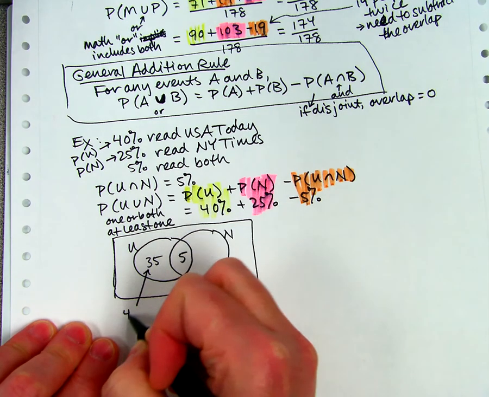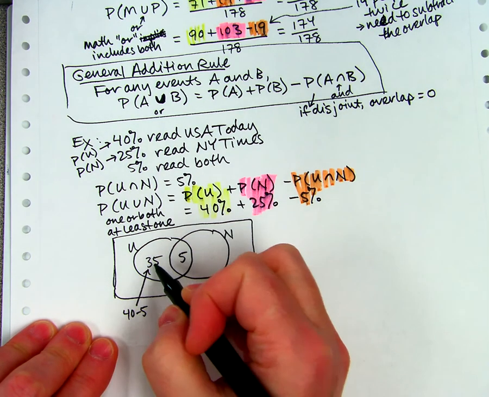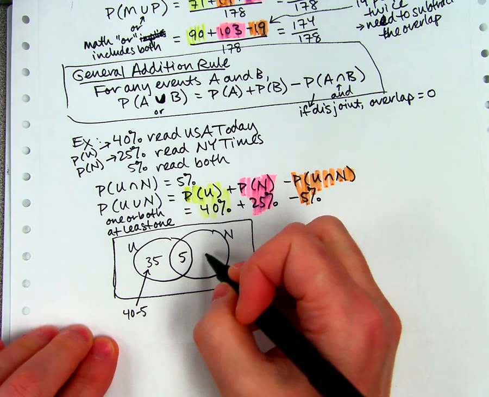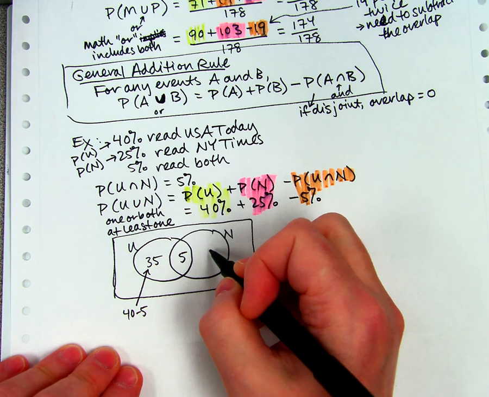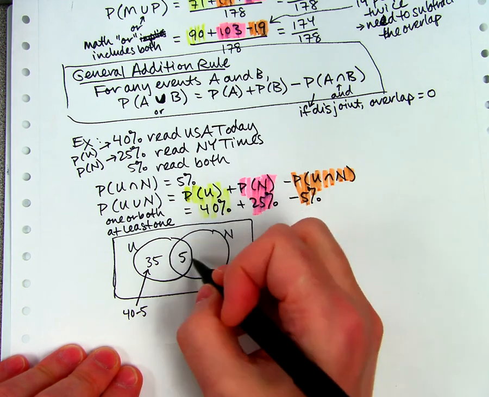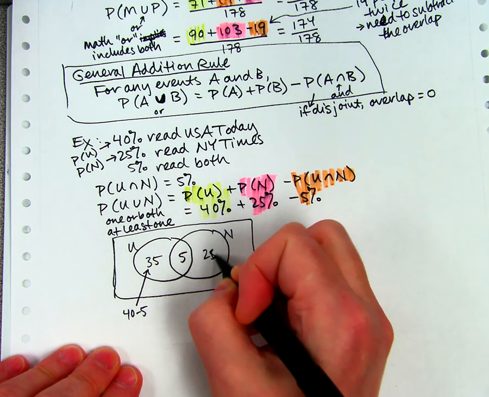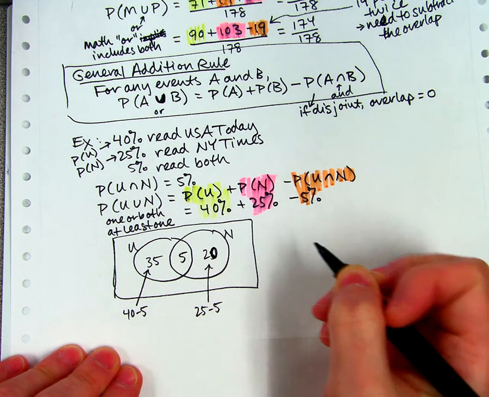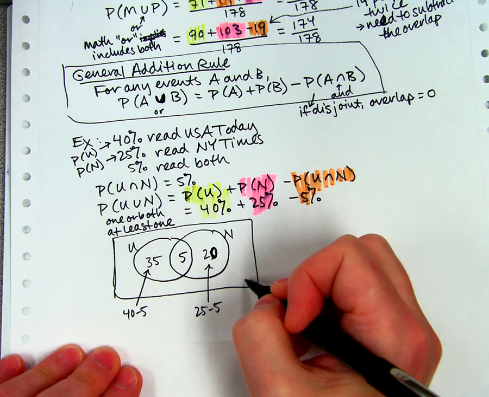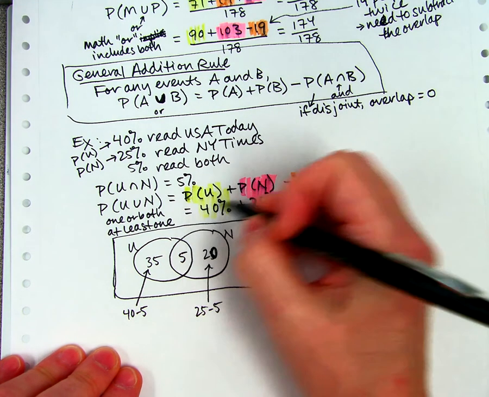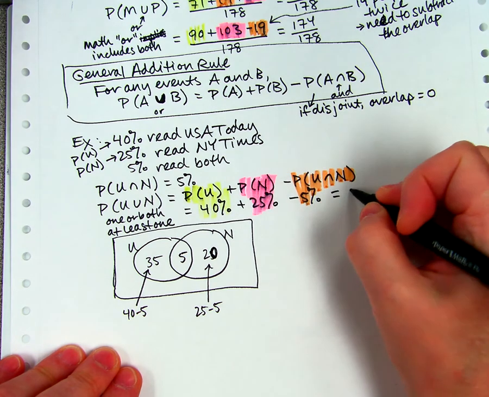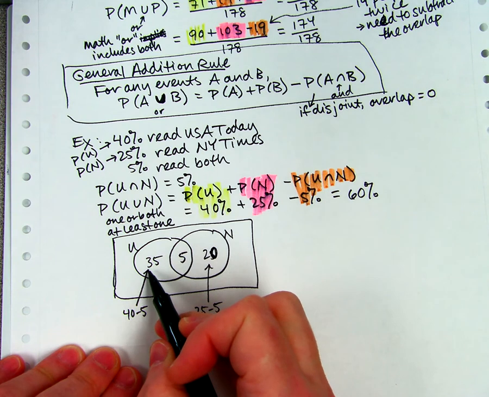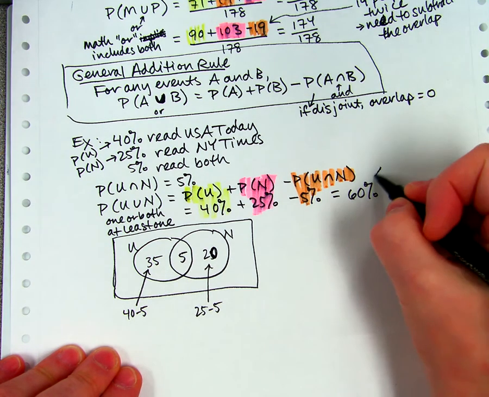This number comes from the 40 minus the 5, and it's the people who read only the USA Today and not the New York Times, because this has to add up to 40. This piece right here is not 25 because the whole circle is 25, so I would subtract the 5 and get 20, not 25. So this came from 25 minus 5, and then I could figure out how many are on the outside. 40 and 25 is 65 minus 5 is 60%. That's all three of these put together. Notice I also could have done 35 plus 5 plus 20 to get this, and it would have worked.